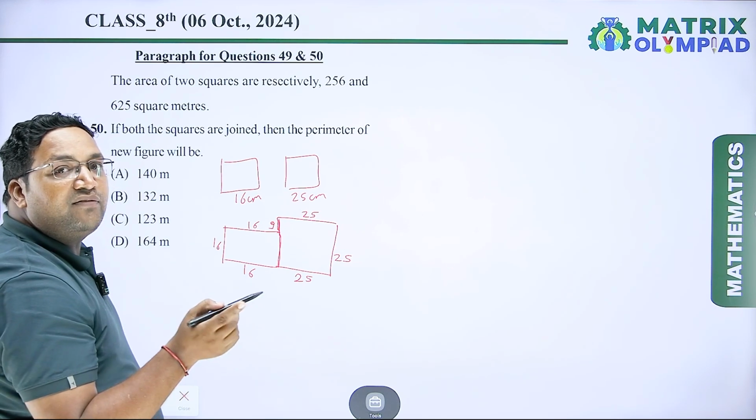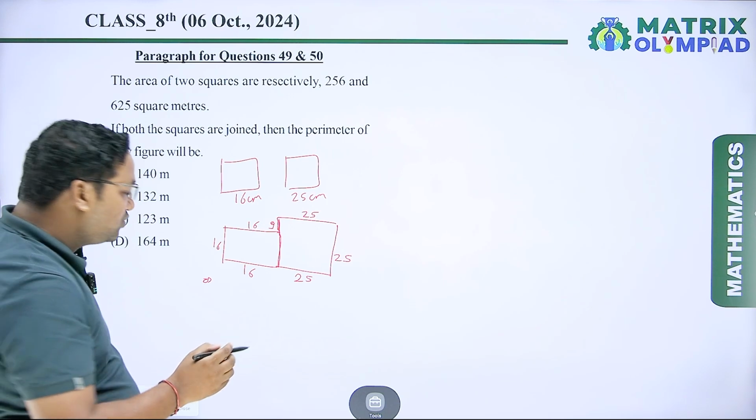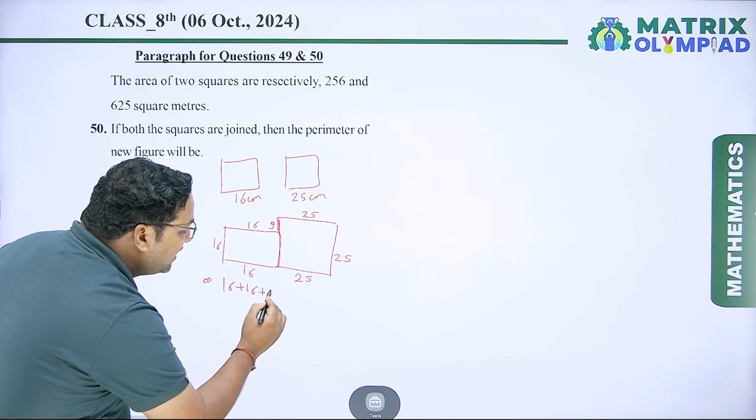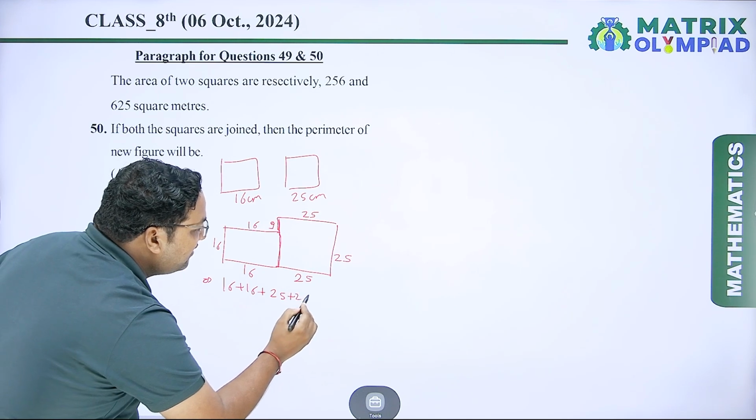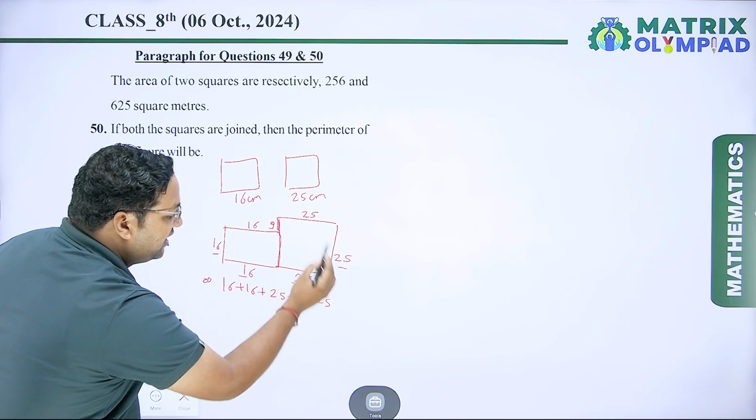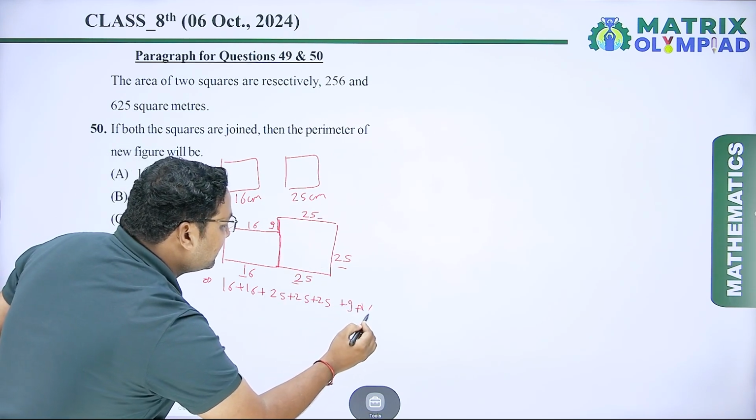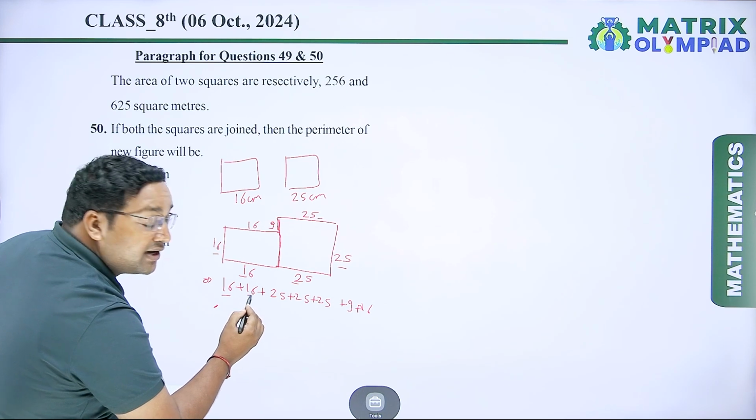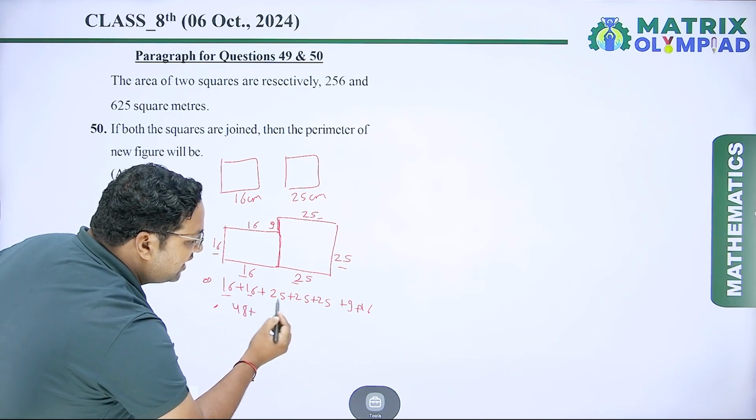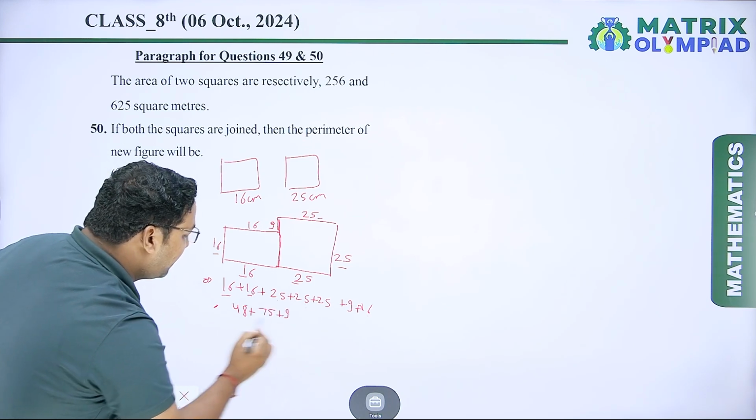So the perimeter of any figure is the sum of all the outsides. So perimeter is 16 plus 16 plus 25 plus 25 plus 25 plus 9 plus 16. So it is 16 plus 16, 32. 32 plus 16 is 48. Plus 25 plus 25, 50. 50 plus 25 is 75 plus 9.